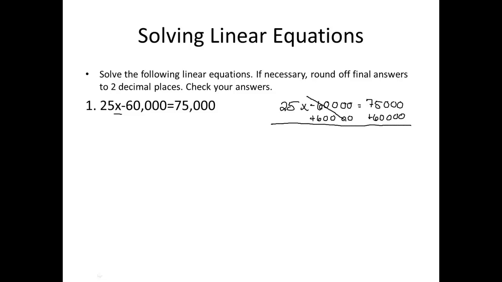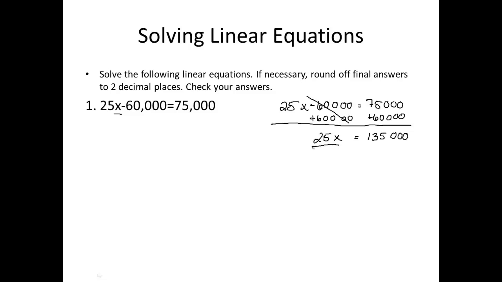As you see, we have 25x minus 60,000 plus 60,000 equals 75,000 plus 60,000. When we have that, the negative 60,000 will cancel off with the positive 60,000, so we'll have 25x equals 135,000 by doing the arithmetic on the right-hand side.